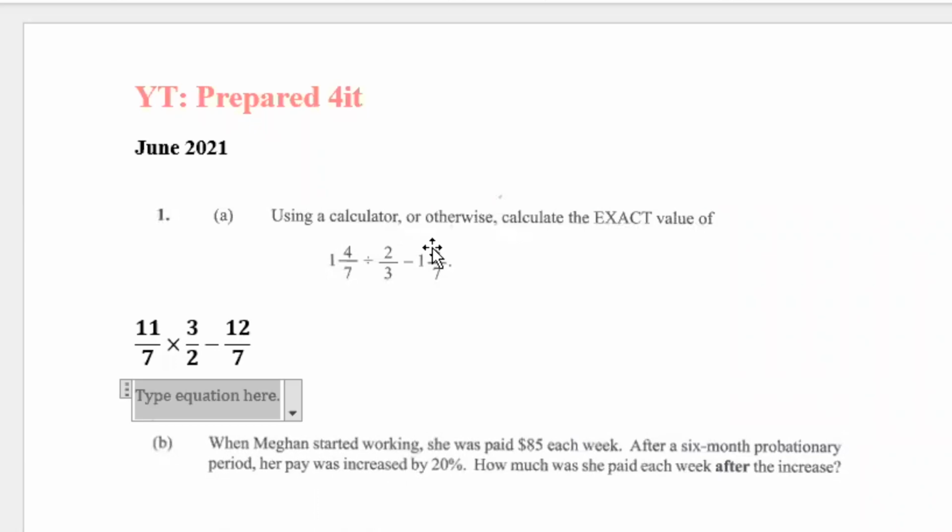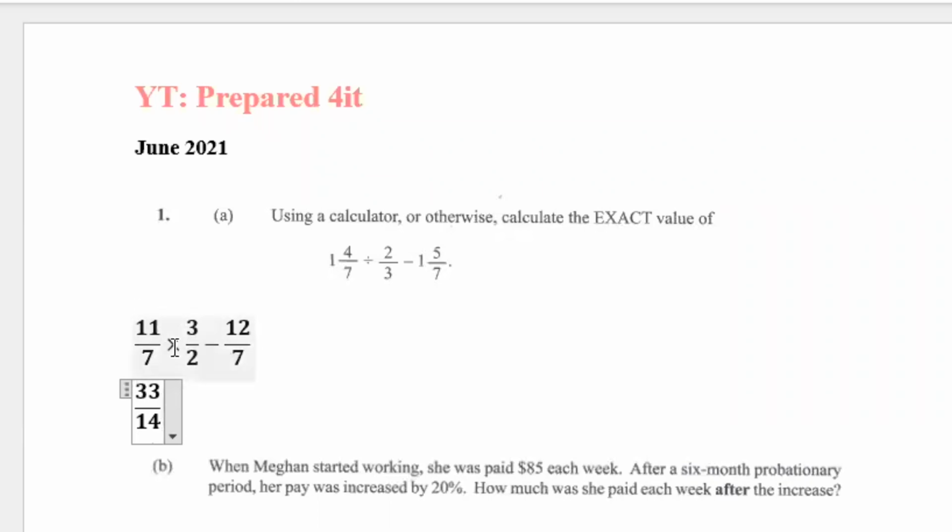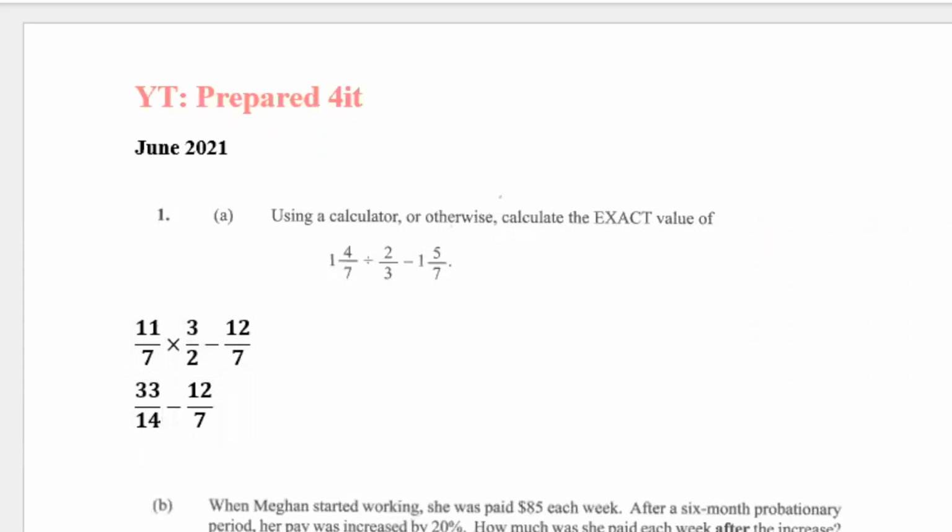Now, what we'll do here is to now do the multiplication aspect. So it is 11 times 3, and that will give us 33, divided by 7 times 2, that will give us 14. So from these two fractions, our result in our product is 33/14. Then we have minus 12/7.